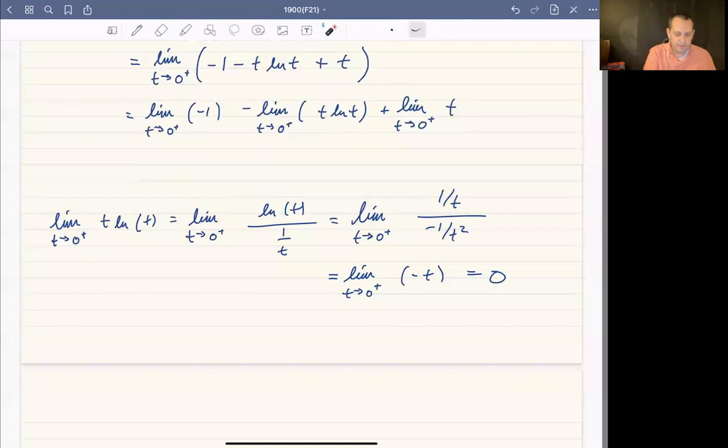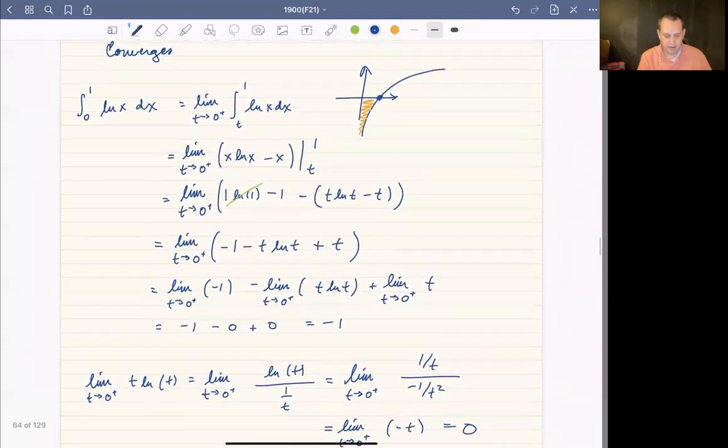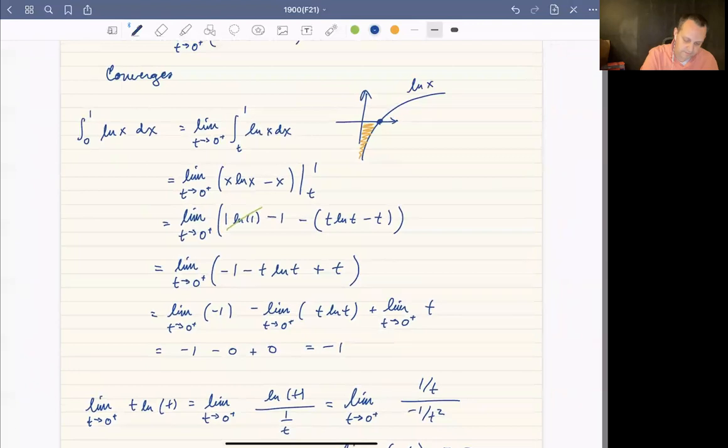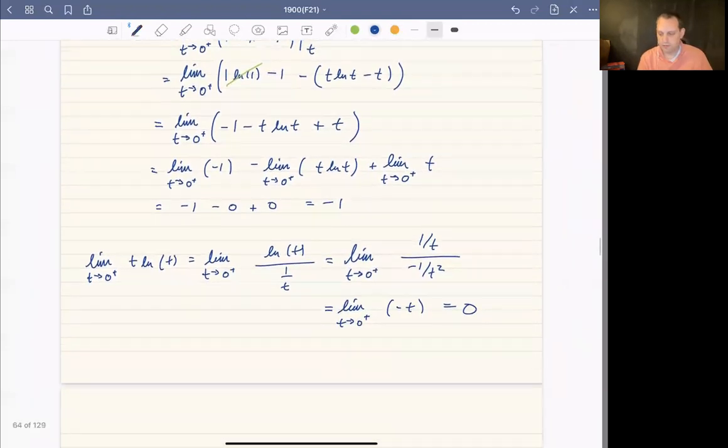This limit is just 0. And so altogether, this is going to be negative 1 minus 0 plus 0, or minus 1. And so it turns out that this area under the natural log of x from 0 to 1 is going to be finite. This happens to be minus 1. This integral is negative 1, meaning that the area under the curve is 1. Okay, and so that's that type of problem.